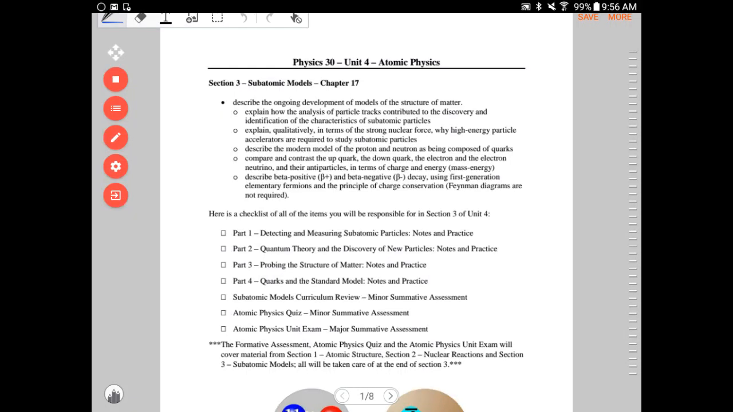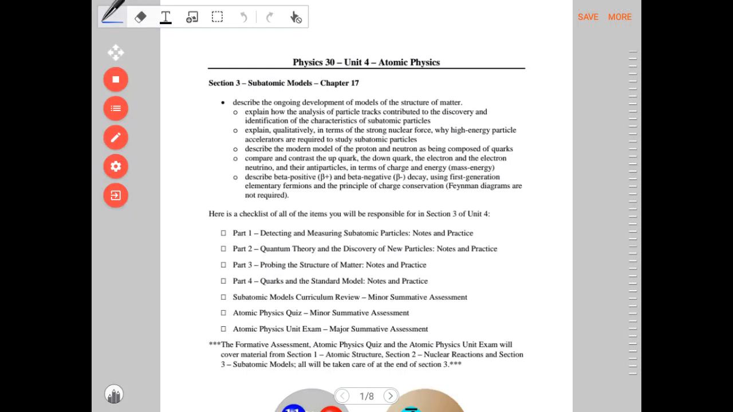Hi everyone, Unit 4 Atomic Physics, Section 3 Subatomic Models. This is Chapter 17 in your textbook. So there's a bunch of curriculum outcomes I want you guys to read on your own. Okay, and then there's the checklist for things for Section 3.